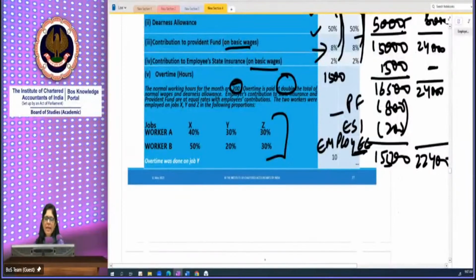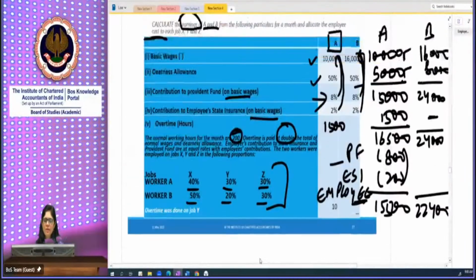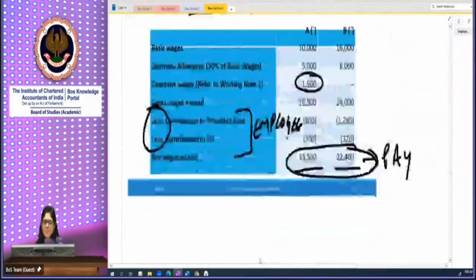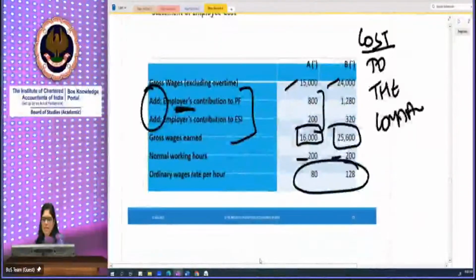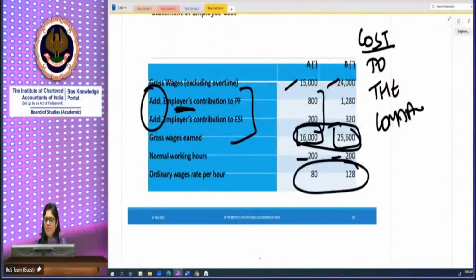Now it is for worker A and B. We have got the cost for worker A and B. So just allocate the cost to jobs X, Y, and Z in the ratio of 40%, 30%, and 30%. And for B, 50, 20 and 30. So we'll just allocate the cost. So the cost we have to allocate is 16,000 and 25,600. We allocate the cost to the job.